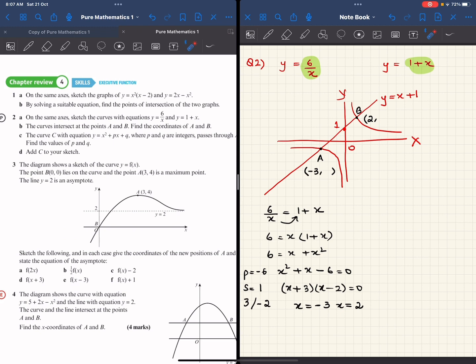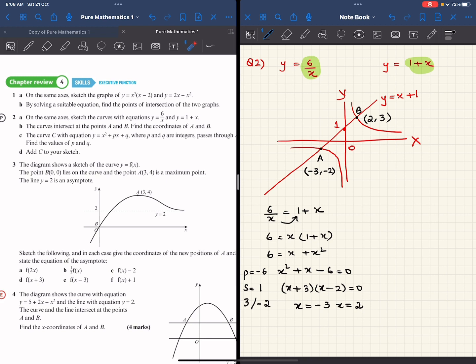Now we need to find the corresponding y coordinates. We can use any one of the two equations. Let's use this equation here, y is equal to 1 plus x. So we can find the corresponding y coordinates. We have minus 3 as x, so minus 3 plus 1 will give us minus 2 here. And for the next one, we have 2, so 2 plus 1 will give us 3. So those are the coordinates of the points of intersection.